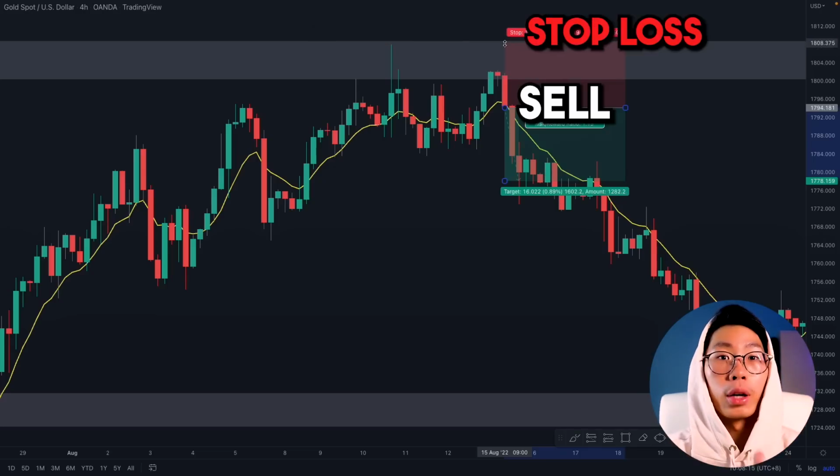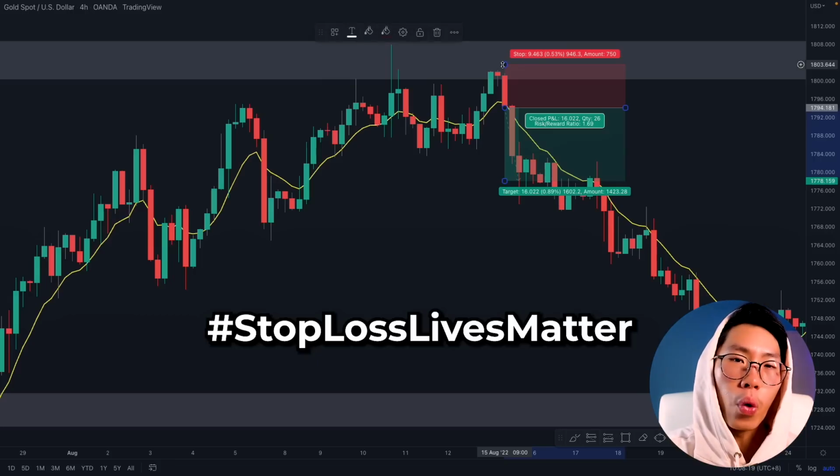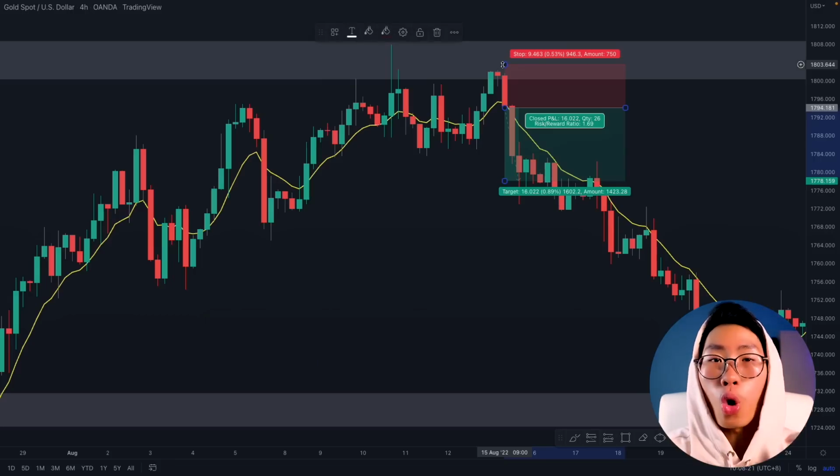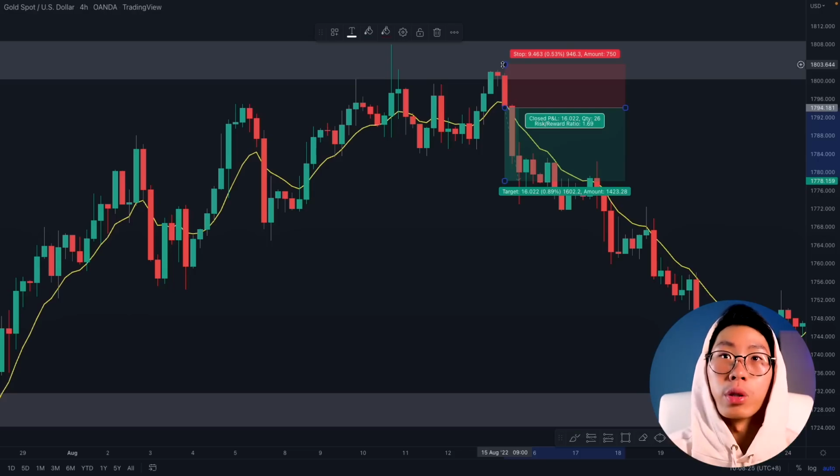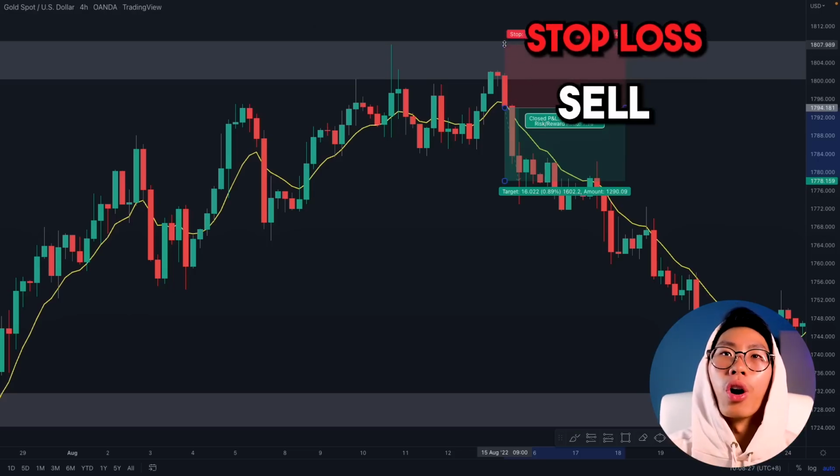And guys, remember, you do not want to place your stop loss super duper tight like this, because there is always a chance that price is going to go back up to this area and retest it before heading back down. So you want to give your stop loss a little bit of breathing room.